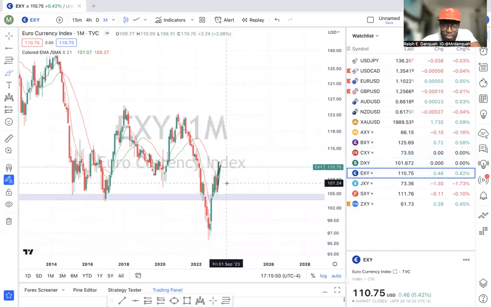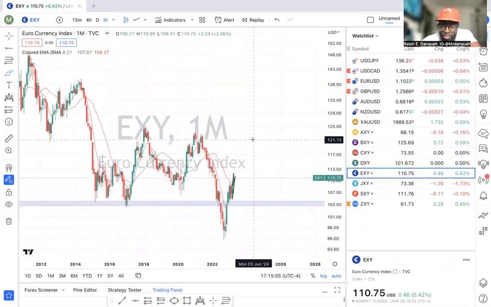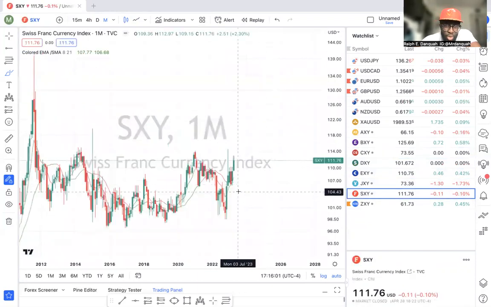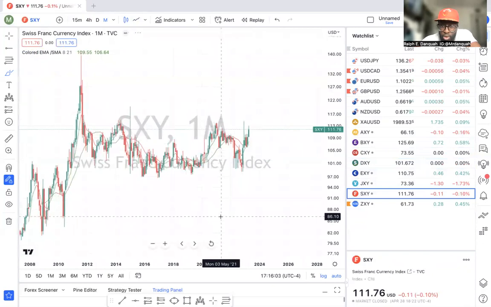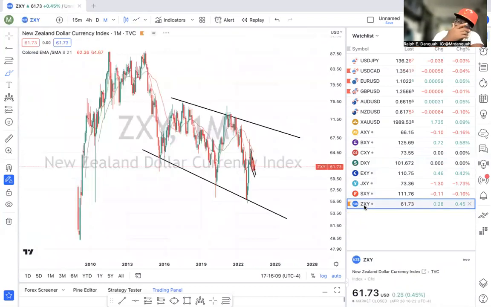EXY is bullish, right? The reason why is it passed the previous low, now it broke, retested, it's pushing up. JXY looks bearish overall. SXY, which is the Swiss, looks... it's not bearish, it's not bullish, it's like my daughter do. It's right. And then ZXY looks bearish overall on the monthly view, where everything tells us it's bearish.